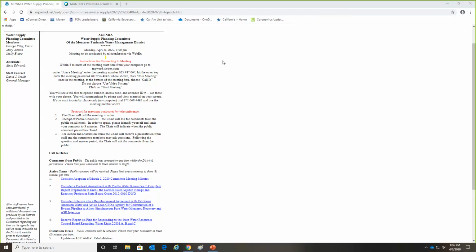Number 1 is consider adoption of the March 2nd meeting minutes. Are there any comments from the committee? No, but I'll make a motion to approve. I'll second. Is there moved and seconded? Any further comments on the motion? Do I ask for public comments at this point? I think I do. Any comments from the public on the minutes?